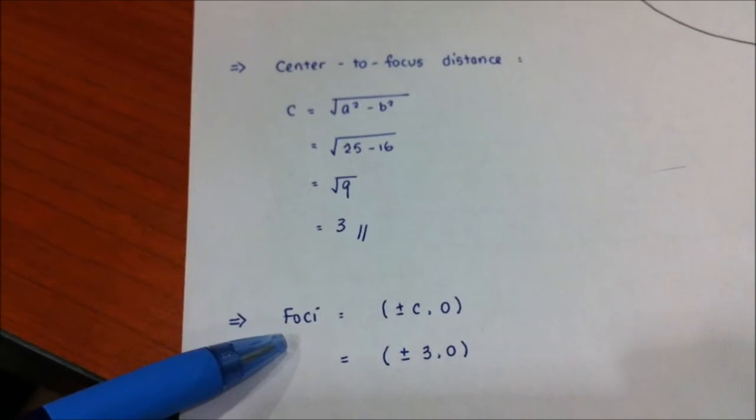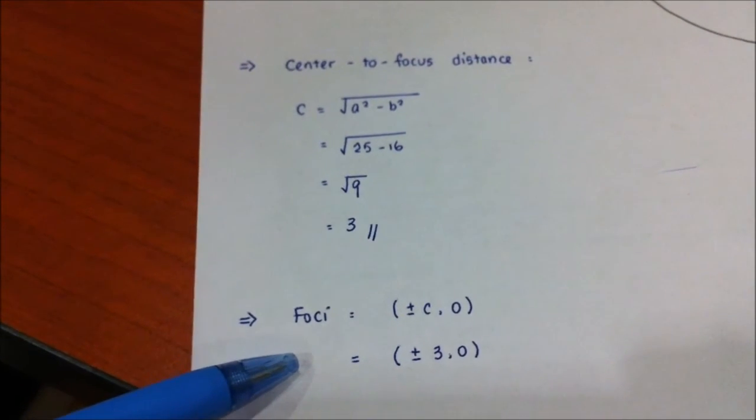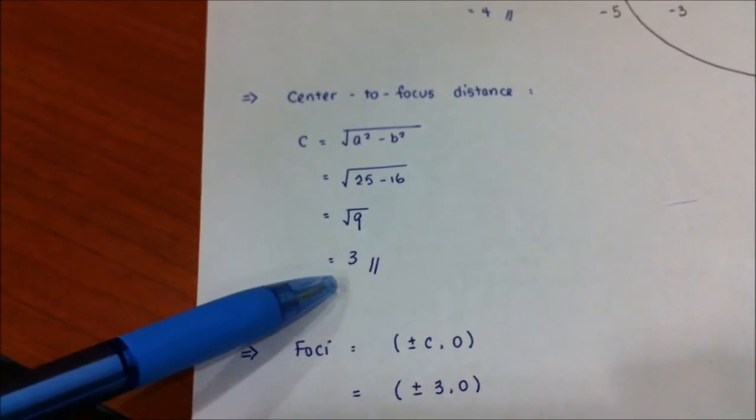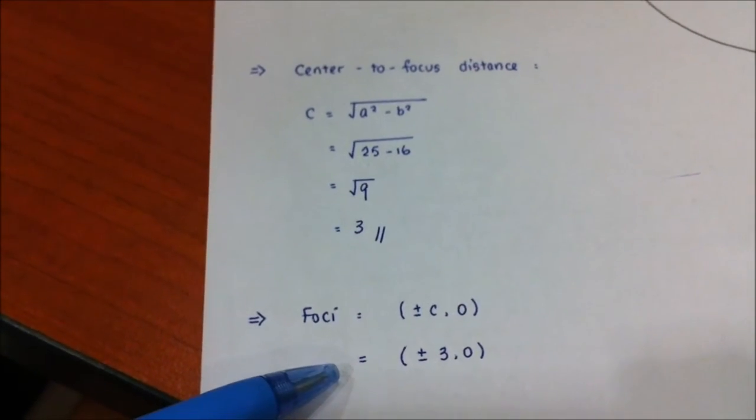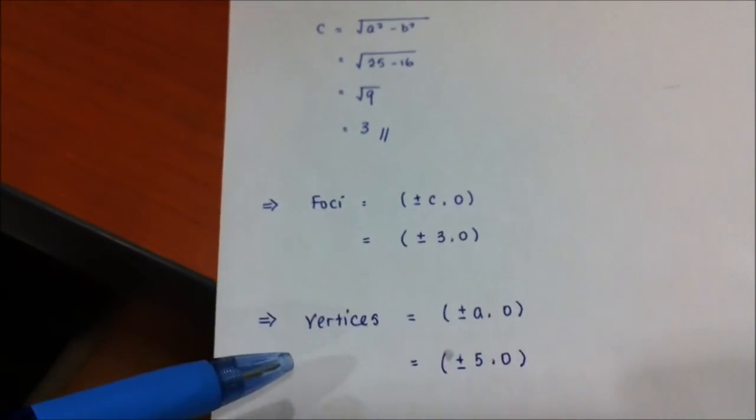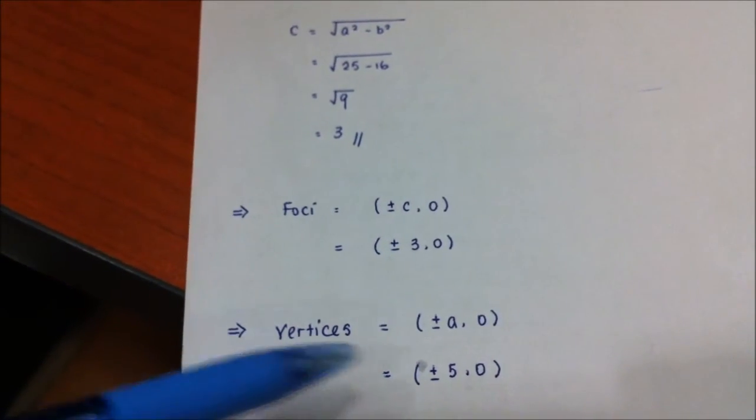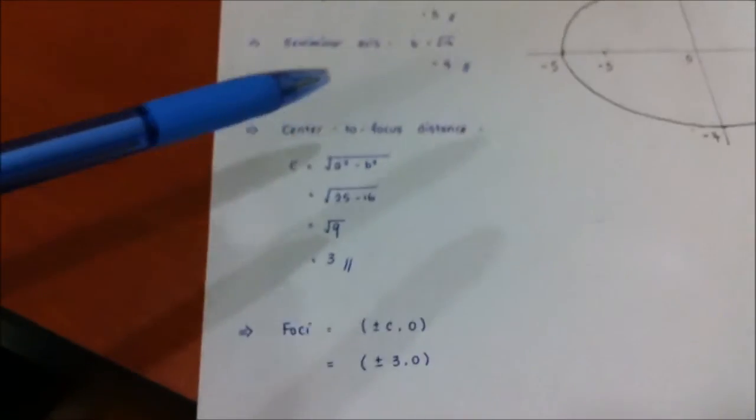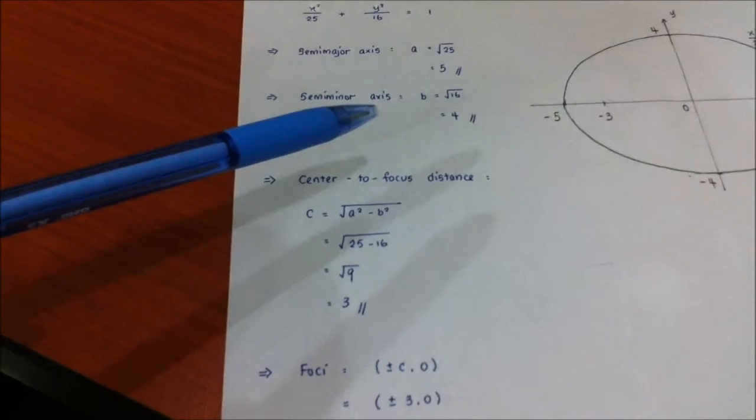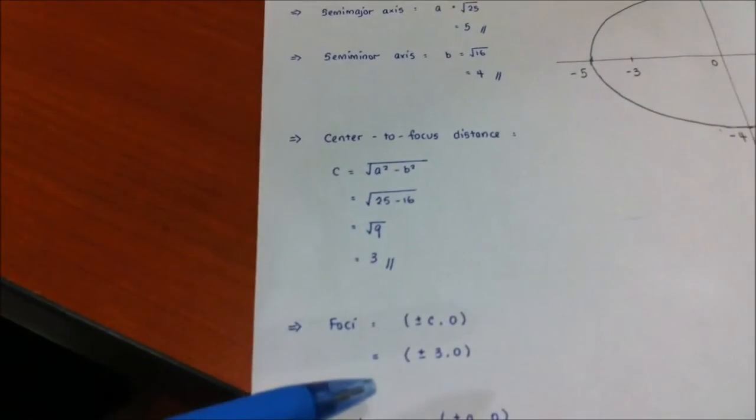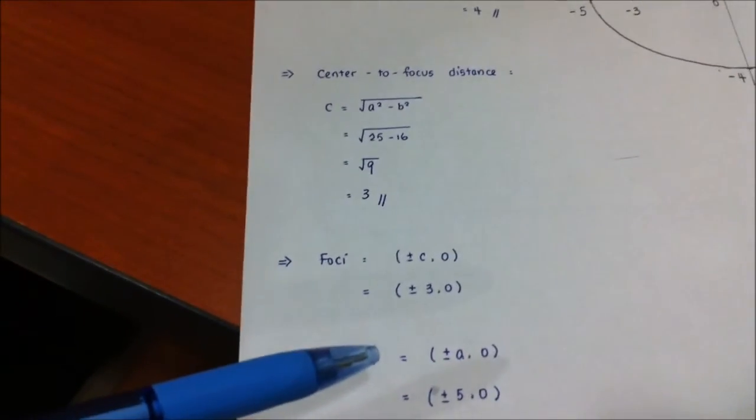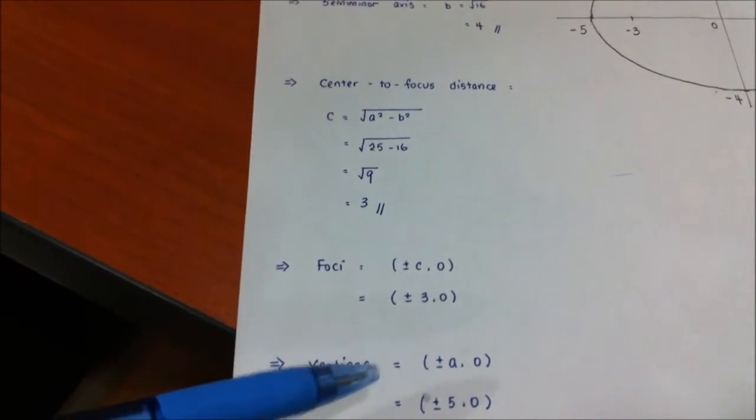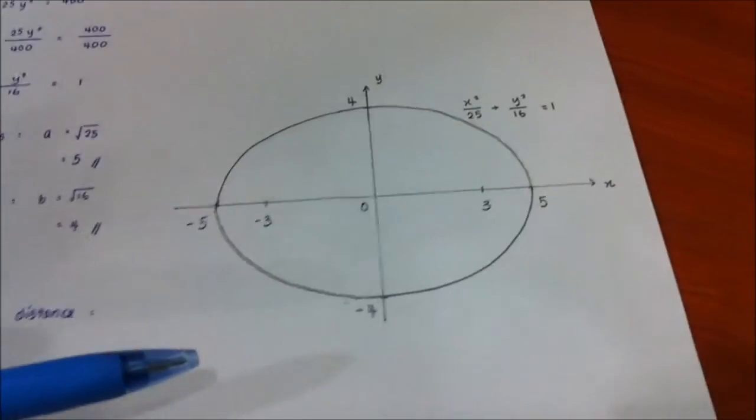Then the foci. The foci are plus minus c, 0. Since we get c equals 3, the foci are plus minus 3, 0. And the vertices. The vertices are plus minus a, 0. Since we got a equals 5 just now, we substitute in here and we get plus minus 5, 0. Then we move on to the graph.